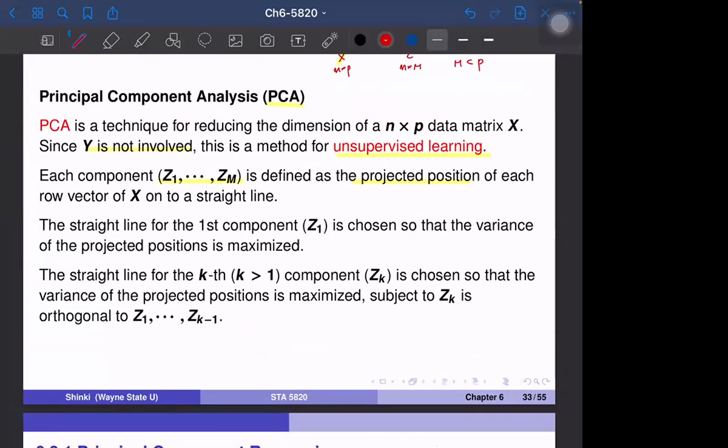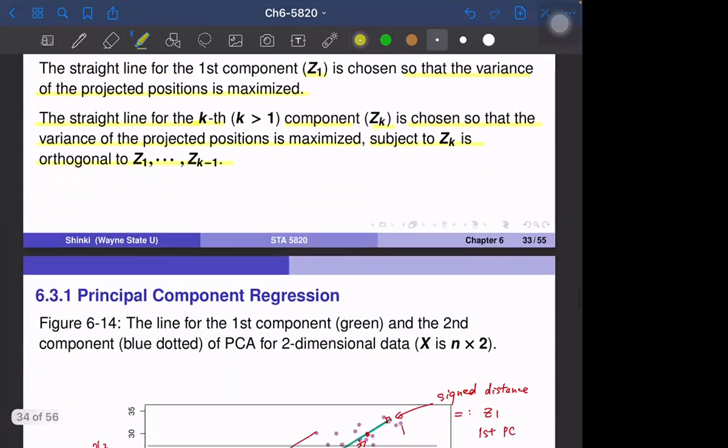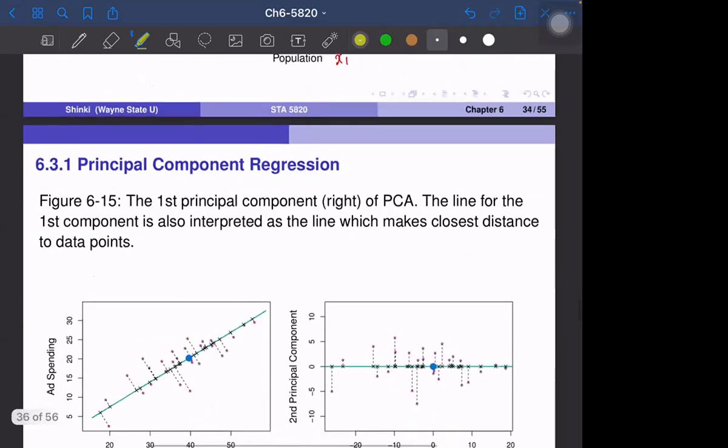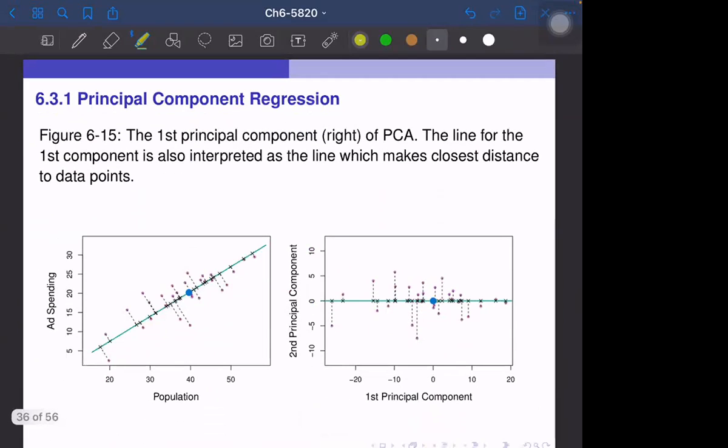Yeah, so the straight line for the first component is chosen so that the variance of the projected position is maximized. And the straight line for the k-th component Zk is chosen so that the variance of the projected position is maximized, subject to Zk being orthogonal to Z1 through Zk minus 1. So this is the two-dimensional case.